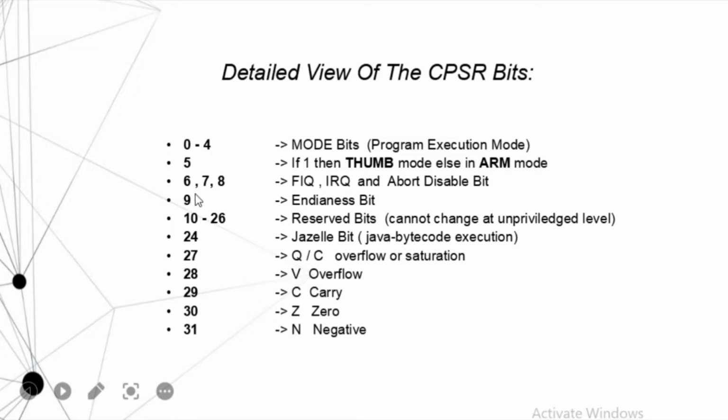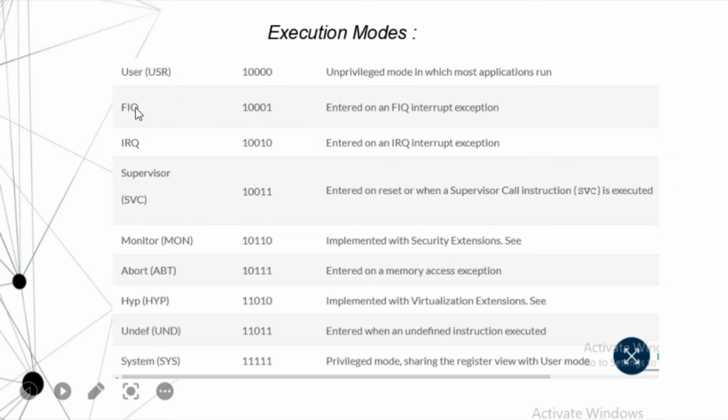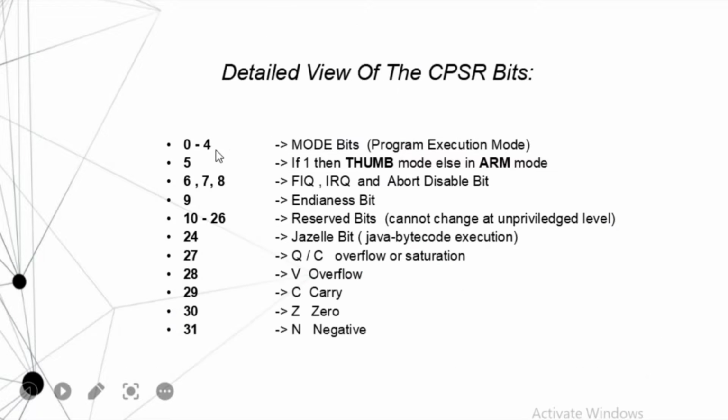The next subsequent bits 6, 7 and 8 are the FIQ, IRQ and abort disable bits. So you can easily identify the modes FIQ, IRQ and abort. Whenever the mode FIQ, IRQ or abort is set in the first 5 bits, these bits are also updated to represent separately what the current mode of the processor is, if it is in FIQ, IRQ or abort.